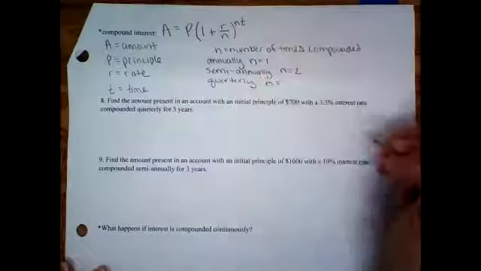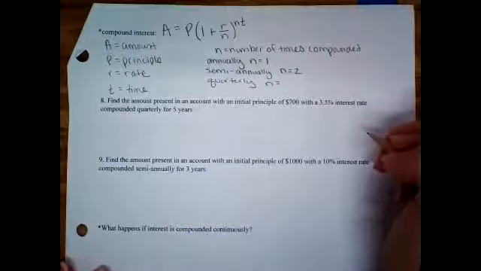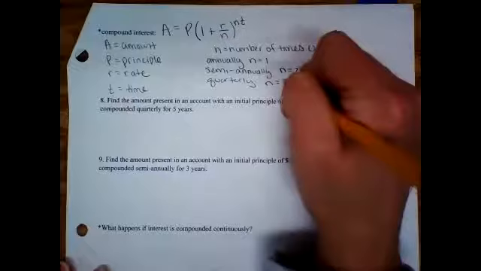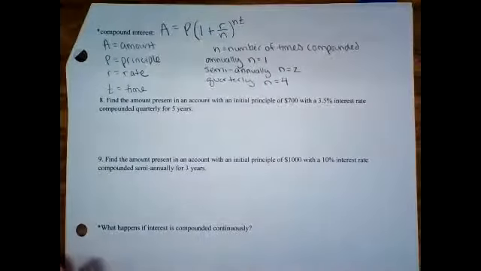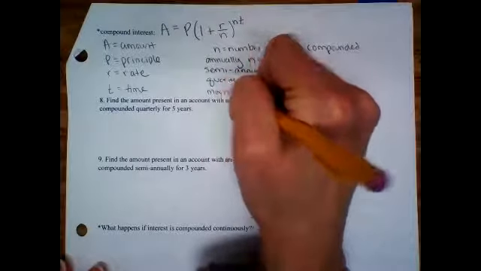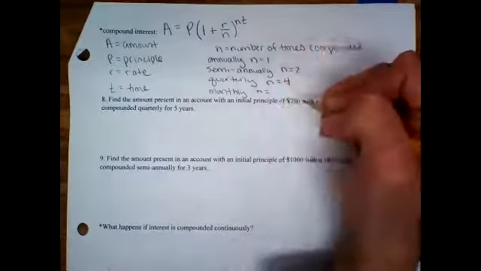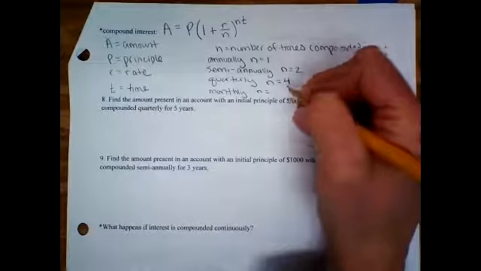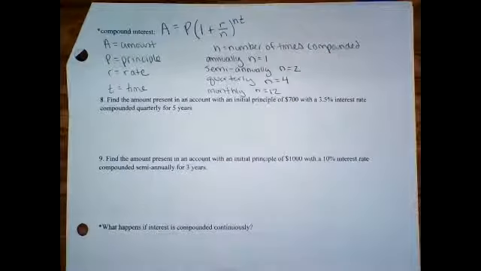Quarterly, what does that sound like that means? N would be what? Good, 4 if you compound quarterly. And then monthly means N would be 12, good. So it kind of is what it sounds like, but that's what N is. It's the number of times that you roll the interest over into the total.